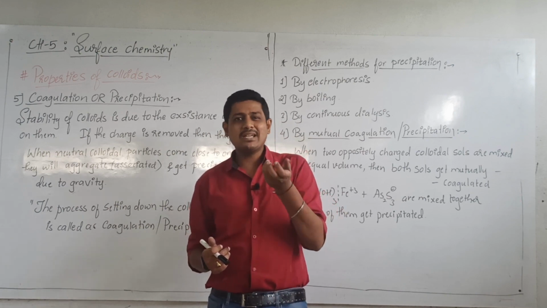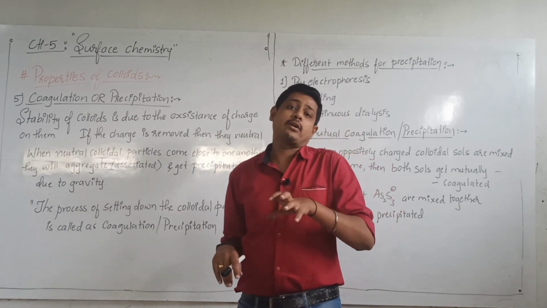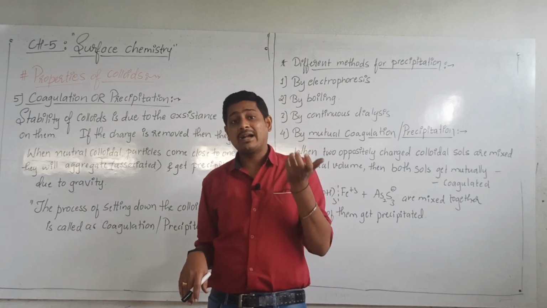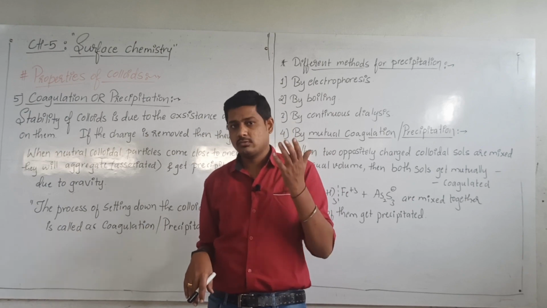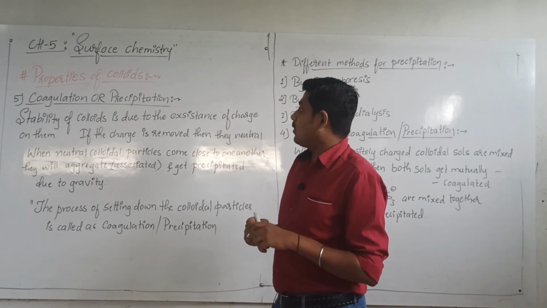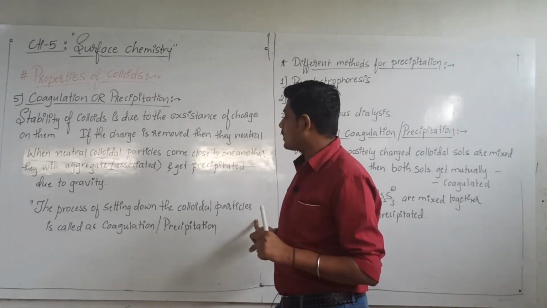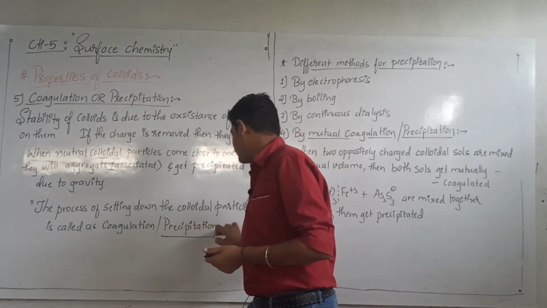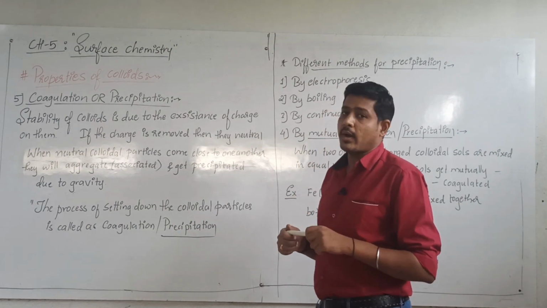the water. Only very small particles which are in the range of colloidal particles or true solution particles will remain in the water, but those which come in the suspension part will slowly settle down because gravity will pull them down. Okay, so now the process of settling down of the colloidal particles is called coagulation or precipitation. Simple, you can remember this word, but you should also know the alternative word for precipitation is coagulation.